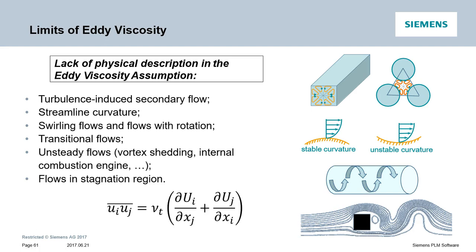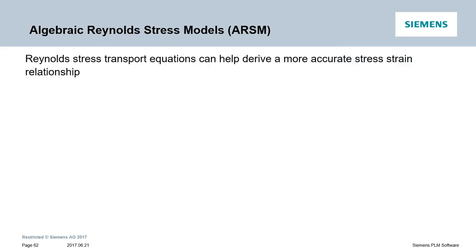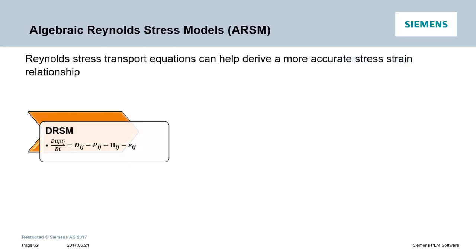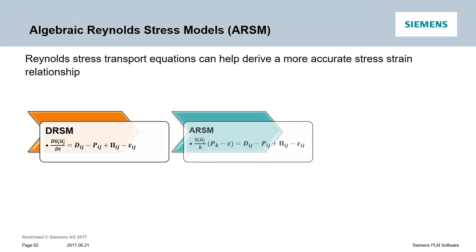And how do we do that? Well, we can always go back to the exact transport equations of Reynolds stresses, or differential RSM. We can start at DRSM, and through some clever mathematical tricks, we can convert these equations into a set of algebraic equations, or ARSM. But still, these are a bunch of equations which are numerically stiff and computationally expensive.